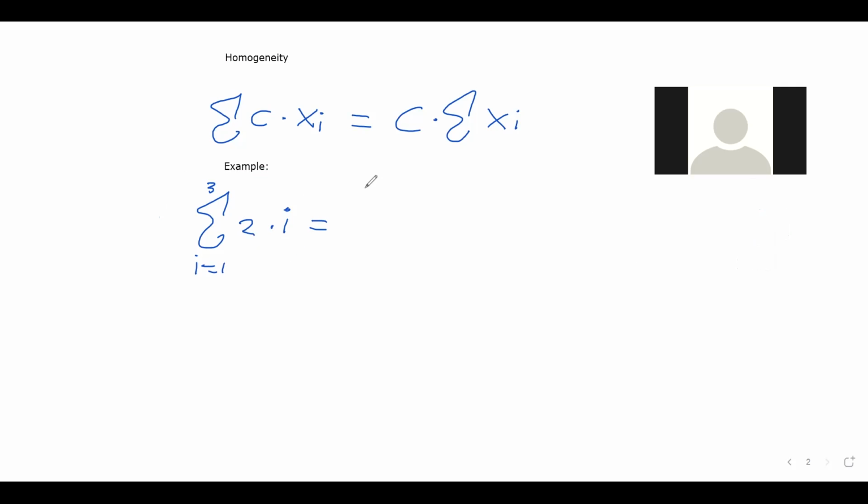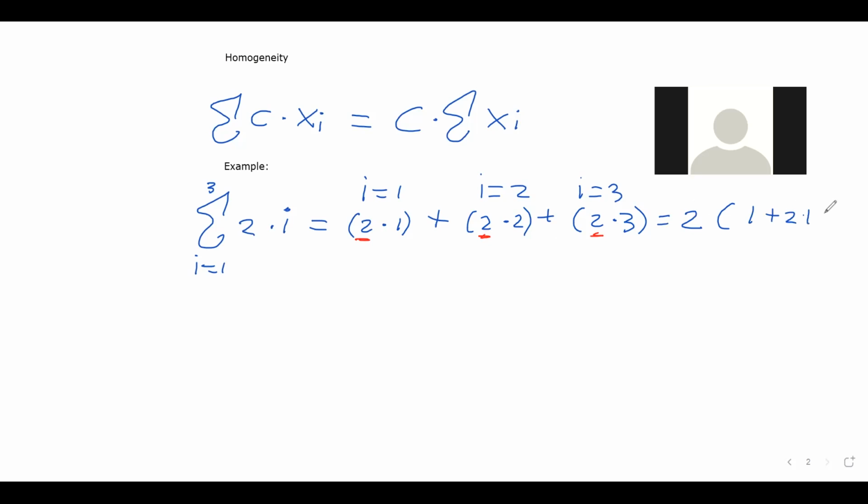So we just start like we normally would do. I do i is 1, i is 2, i is 3, and I put pluses in between, right? Because we are working with a summation. And then I get 2 times 1, 2 times 2, and 2 times 3. But what you will see is that all the terms have this 2 in common. So I can basically get a 2 out of the brackets. And then I get 2 times 1 plus 2 plus 3. So I took that 2 out of the brackets. Do you guys agree with this step, that I'm allowed to do that?